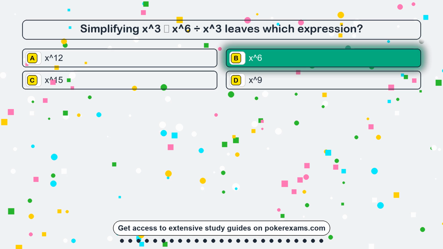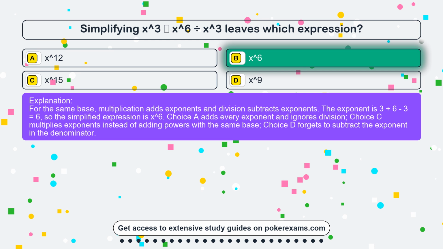The correct answer is option B, x^6. For the same base, multiplication adds exponents and division subtracts exponents. The exponent is 3 plus 6 minus 3 equals 6, so the simplified expression is x^6. Choice A adds every exponent and ignores division. Choice C multiplies exponents instead of adding powers with the same base. Choice D forgets to subtract the exponent in the denominator.